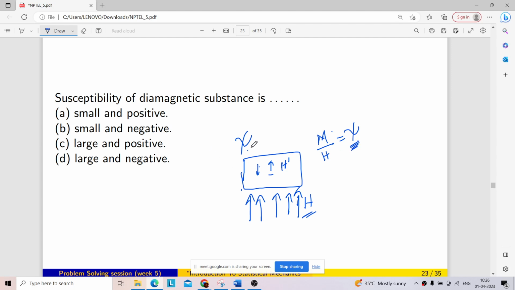So for the diamagnetic case, what will happen? As we are applying an external magnetic field, it will induce an opposing magnetic field. So the direction of the induced magnetic field will be opposite to the external magnetic field. So the susceptibility should be negative, meaning negative with respect to this applied magnetic field. So one negative sign should be there.